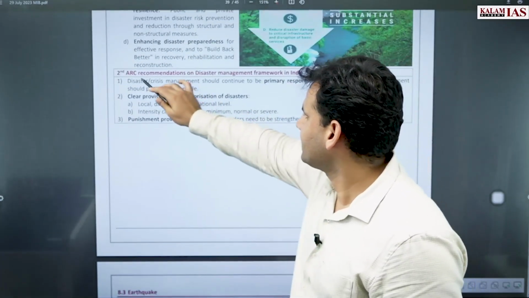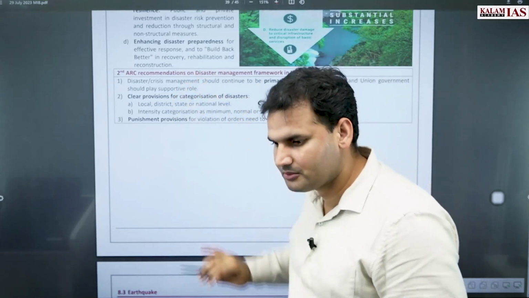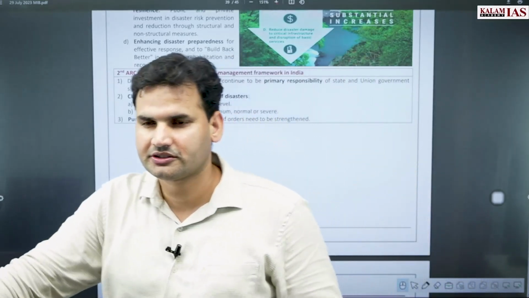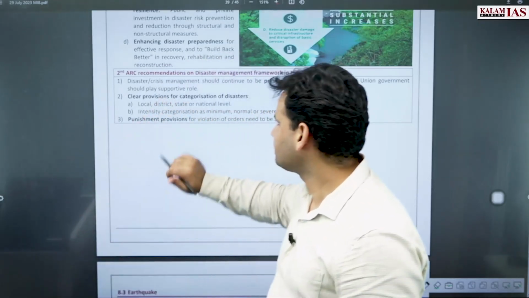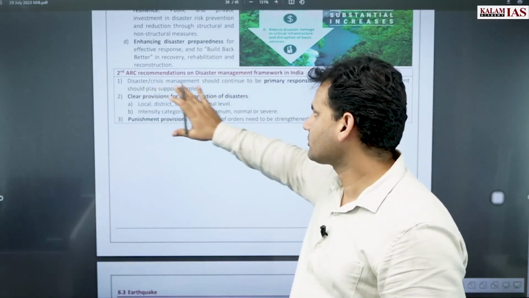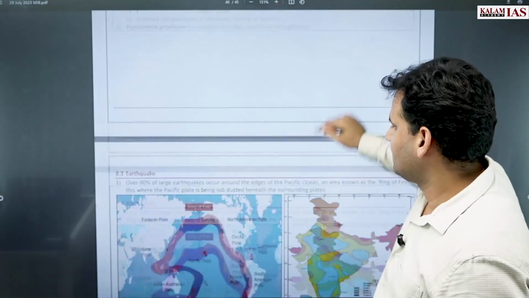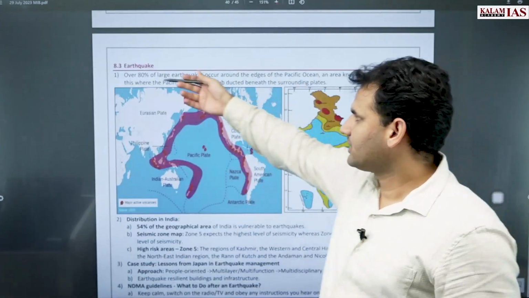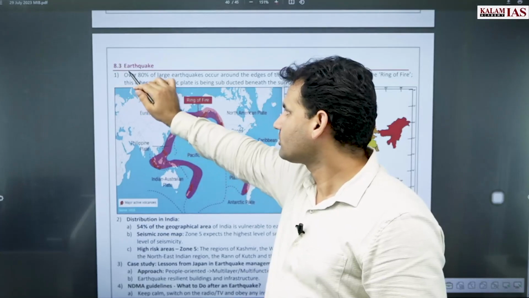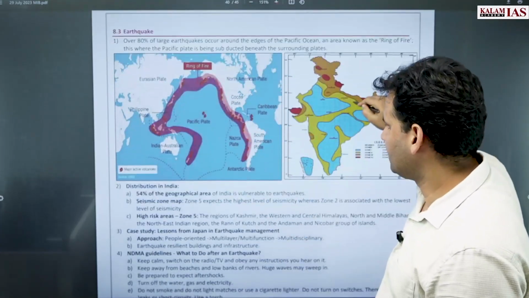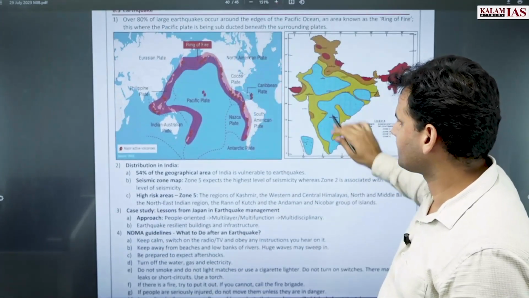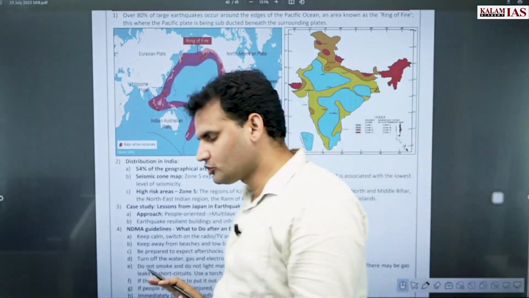And we have second ARC's recommendations. So second ARC's recommendations are not just limited to ethics and quality. These are also handy when it comes to disaster or crisis management. Different types of disasters. You must have read all this, earthquakes, Pacific Ring of Fire, and in India where we have earthquakes. Everyone must have read this.